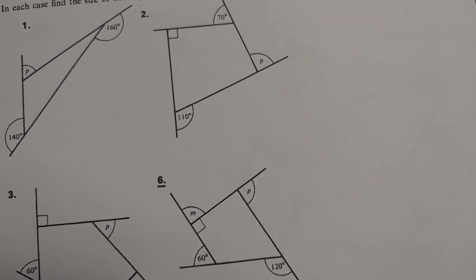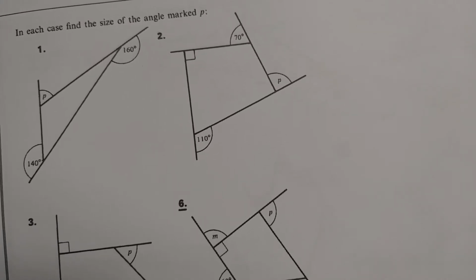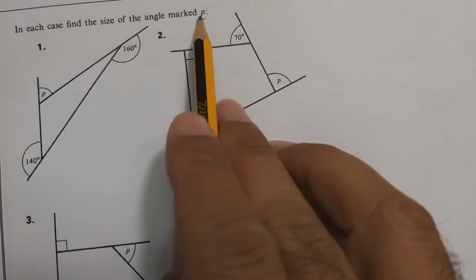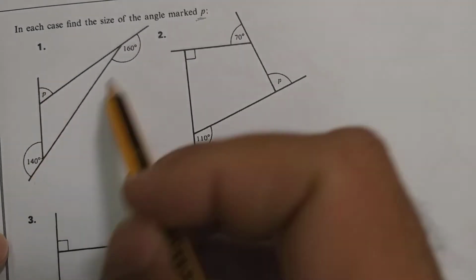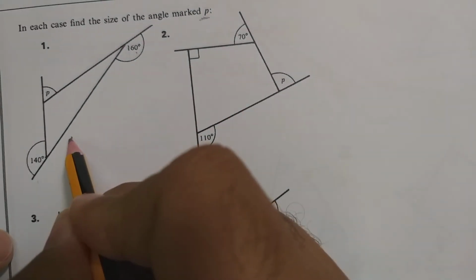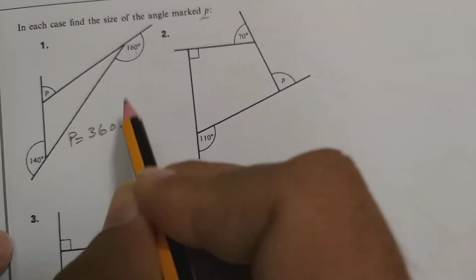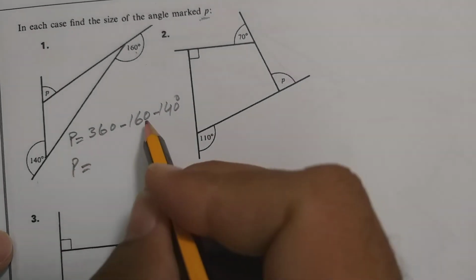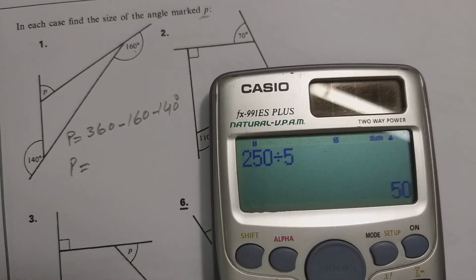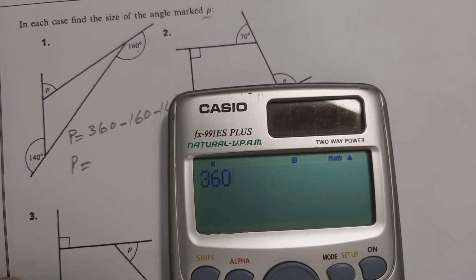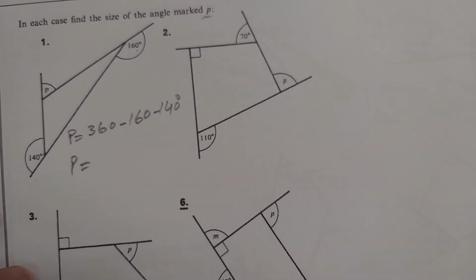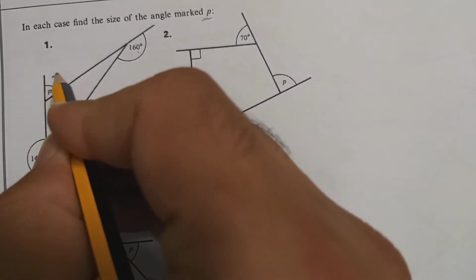Before we solve the other question, we have the same pattern question again here. In each case, find the p-value. Exterior angles add up to 360, so p equals 360 minus the given angles, 160 minus 140. So 360 minus 160 minus 140, which is equal to 60. So this angle equals 60.